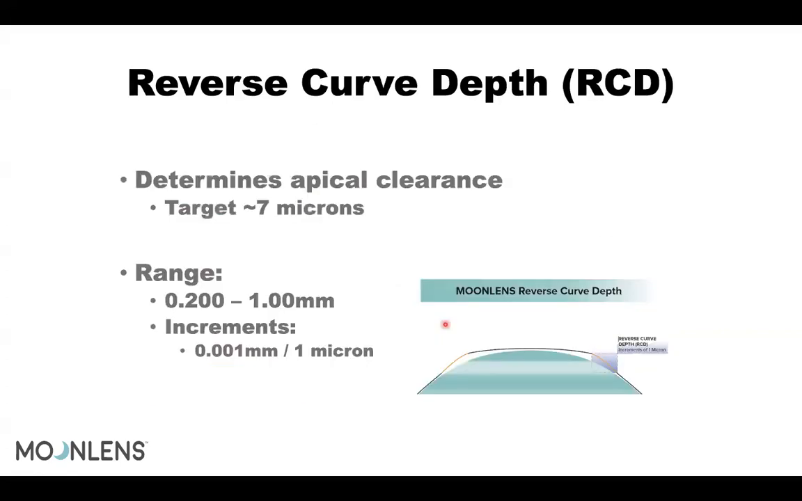So just remember, with a regular RGP fit, you want to maintain about 20 microns between the cornea and the lens. But with Ortho-k, you want to go smaller just to create that pressure on the cornea. And like you're seeing here, the target is around 7 microns. And as I was telling you before, you can change the reverse curve a micron at a time. So you can either go 10 microns at once, or you can just go 1 micron.